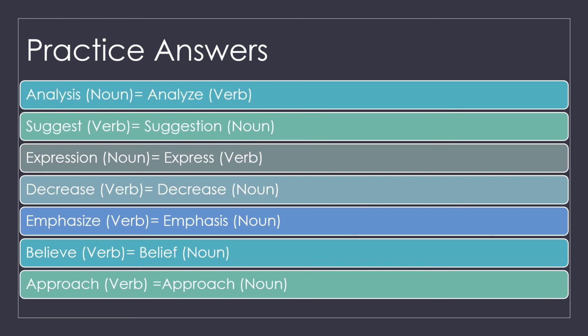Lastly, we have another 2 for 1. Approach works as both a verb and a noun. He approached the man. In that case, it's working as our verb. Versus, the approach was done by the man. In that case, it's working as a noun. So, how'd you do? Did you get all of them right? If you feel like you want some more practice, you can also take these words and put them into sentences, just like I did with decrease and approach. Look at the difference. You'll probably notice that the nominalizations should end up being a little longer.